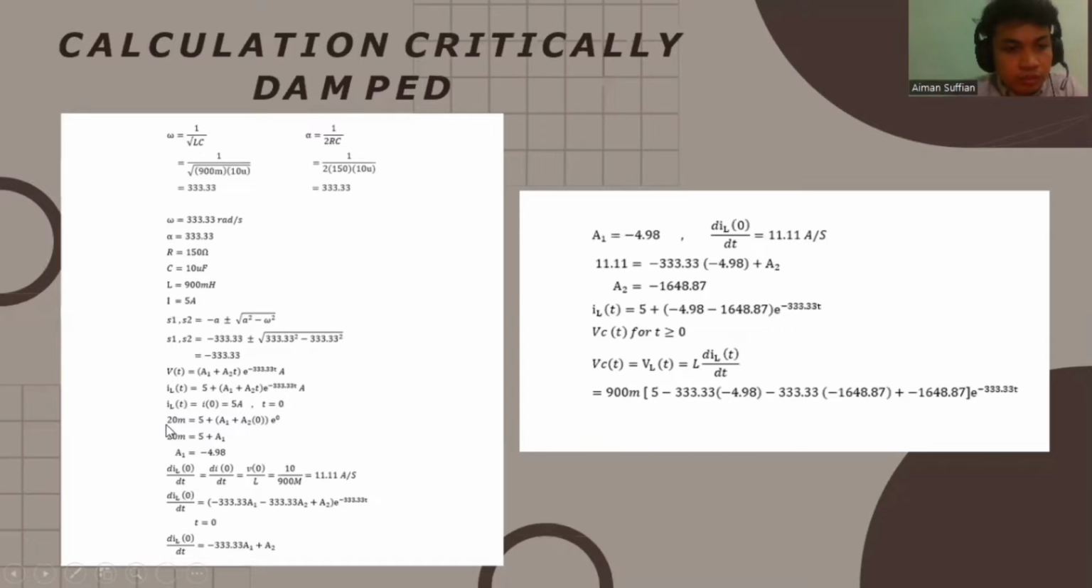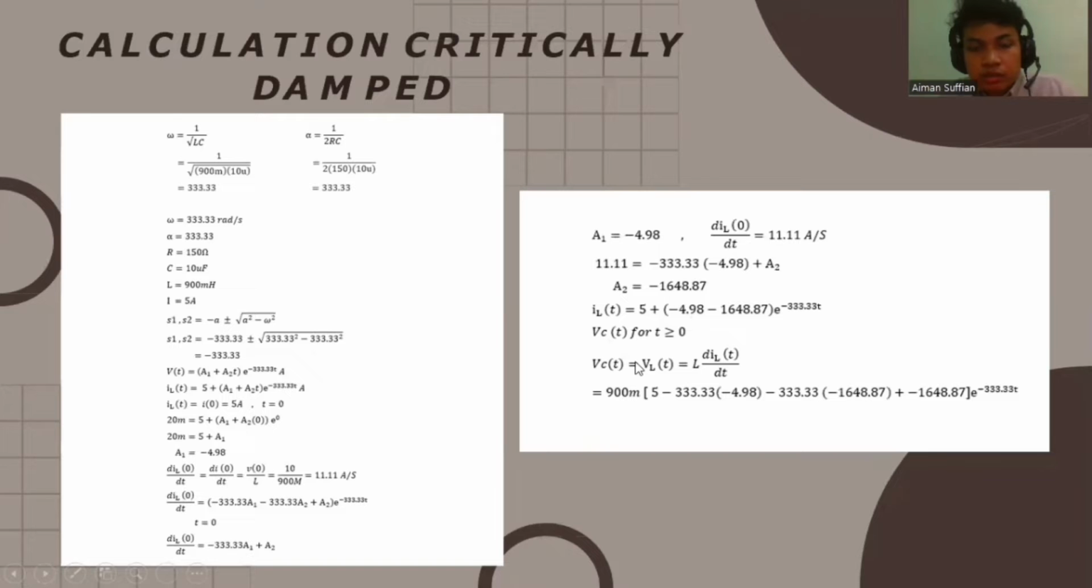And as usual, because the question has given us the initial value of I, which is 20 milliampere, we just substitute into this formula to find the A1 and A2 values. After that, we got the A1 value negative 4.98 and A2 negative 1.64887. And then we just need to substitute the A1 and A2 values into the previous formula to get this equation.